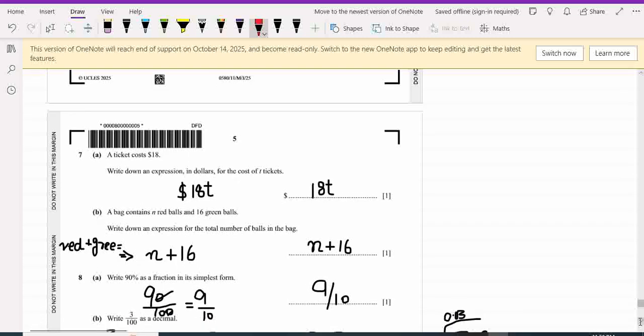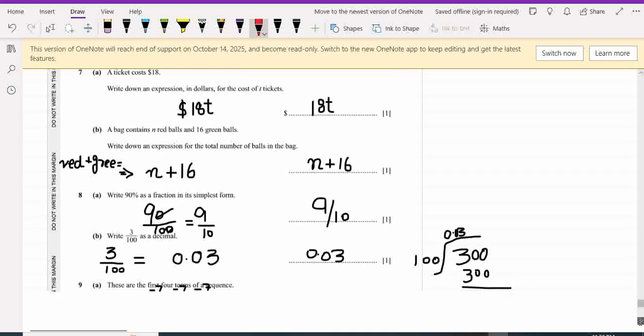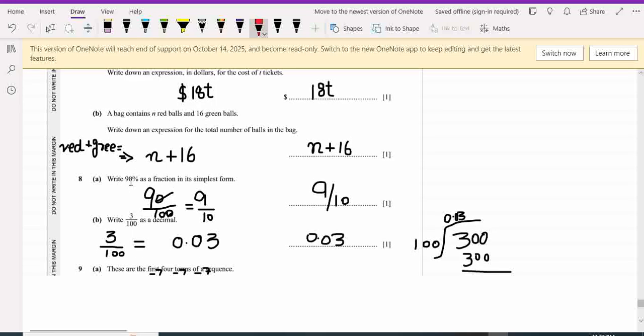That's it. Next is, write 90% as a fraction. Percent means over 100. So 90% means 90 over 100. Now we have to simplify it. This 0 is cancelled with 0, so we get 9 over 10. So 9 over 10 is the fraction in the simplest form.